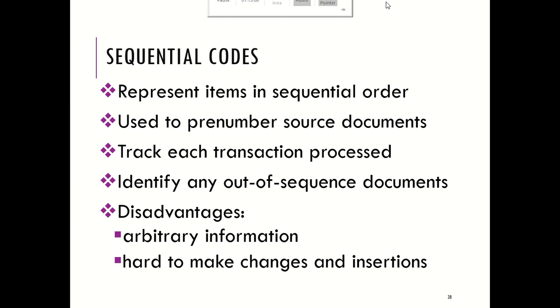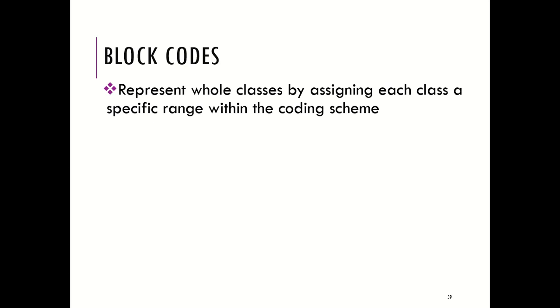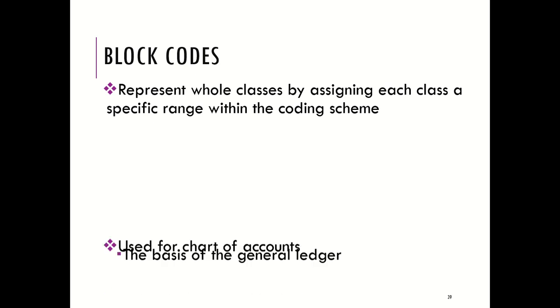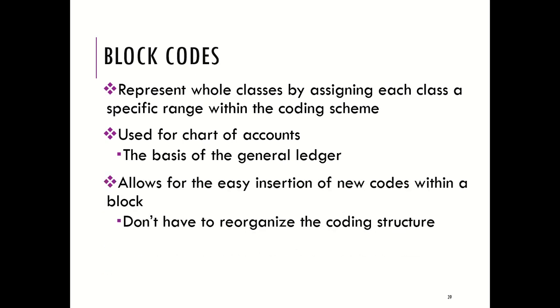Next is that we have block codes. A block code represents whole classes by assigning each class a specific range within a coding scheme. It is used for the chart of accounts, the basis of the general ledger. Also, it allows for the easy insertion of new codes within the block. You don't have to reorganize the coding structure.